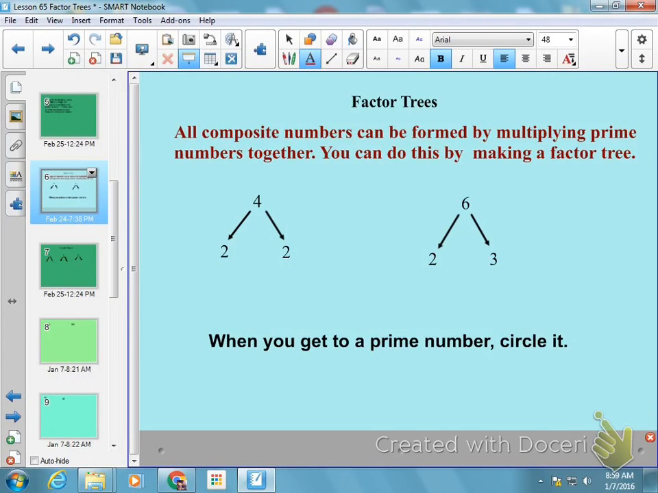And also 6, if I make a factor tree for 6. I know what two numbers can multiply together to get 6: 2 and 3. When I get to a prime number, I'm going to circle them. So it'll make more sense here in a minute when we try the next section.